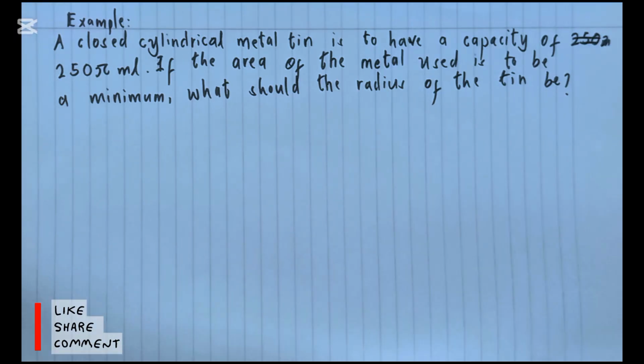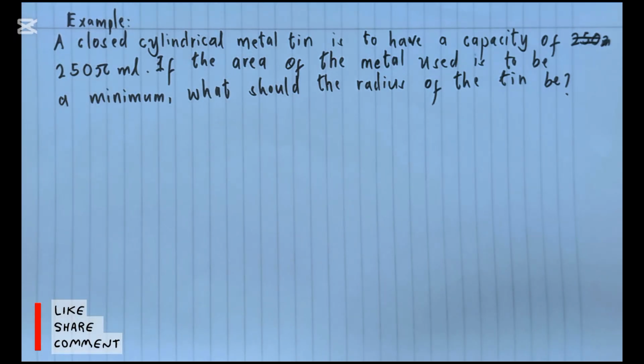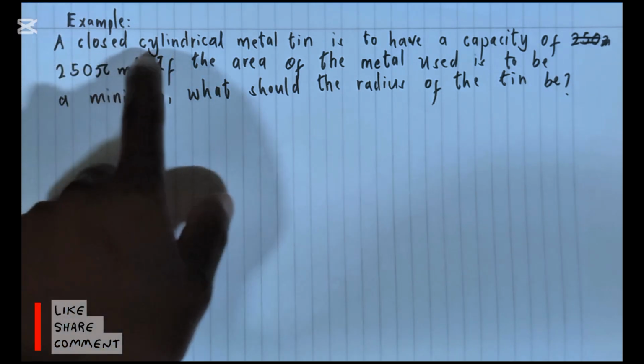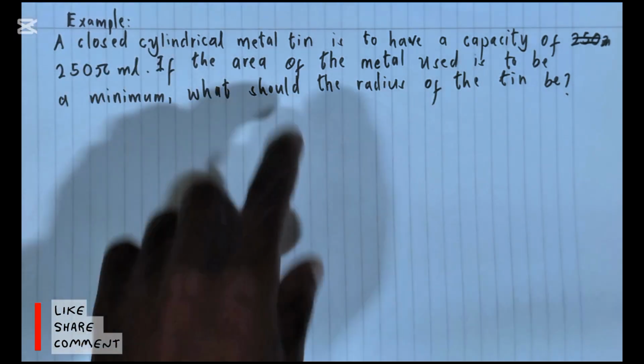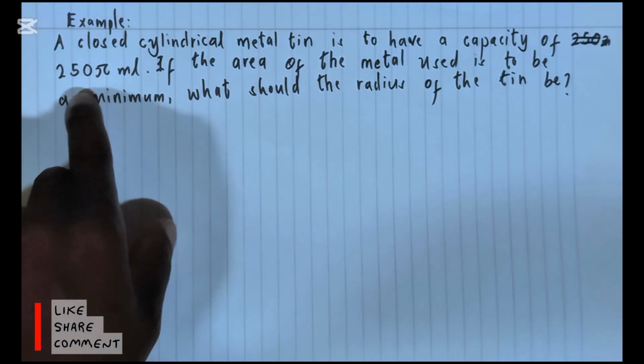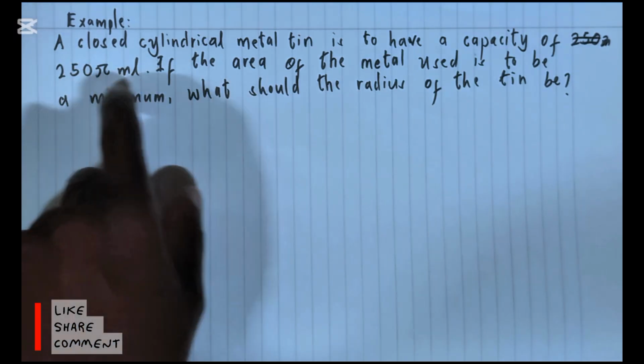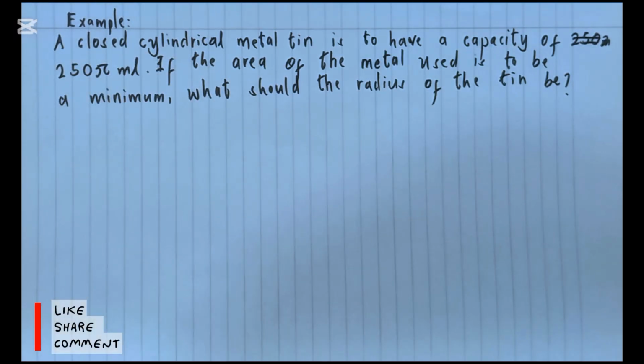In this particular problem, we are going to delve into the same issue, that is the application of the knowledge that we got from stationary points to try and solve for the surface area and the radius of a tin, given the following information. We have a closed cylindrical metal tin that is to have a capacity of 250 ml. Basically, that is talking of its volume.